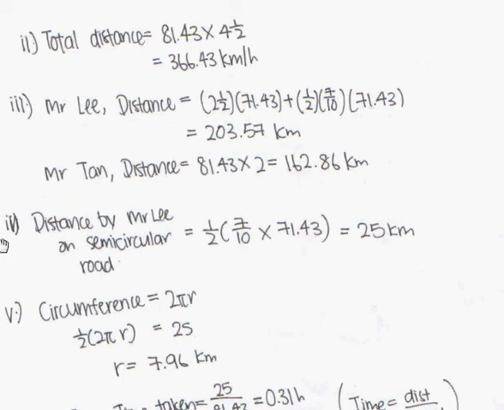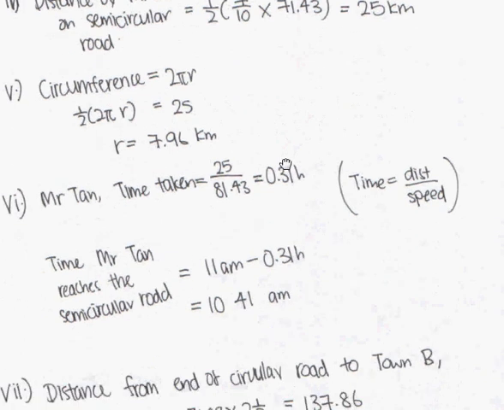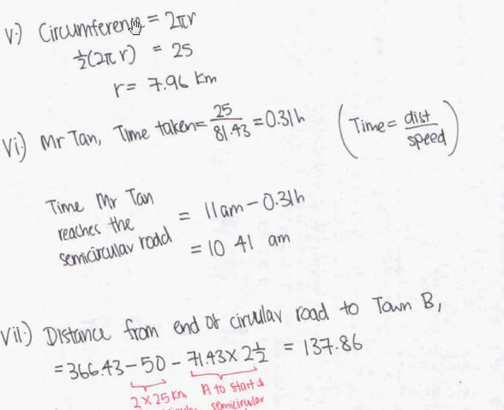So for part 4, the distance by Mr. Lee on the semicircular road is just half times 7/10 times 71.43, which equals 25 kilometers. Because he starts the route at 10:30 AM and he travels for 30 minutes, so it will be half times the speed. So for the radius, the circumference is 2 pi r. Since it's only half, 25 km is half, so it's half times 2 pi r equals 25. R will be 7.96 kilometers.